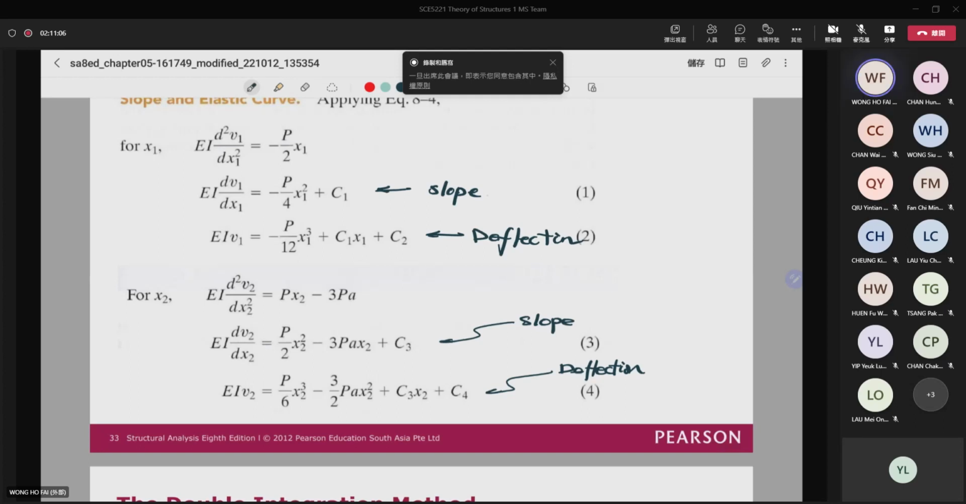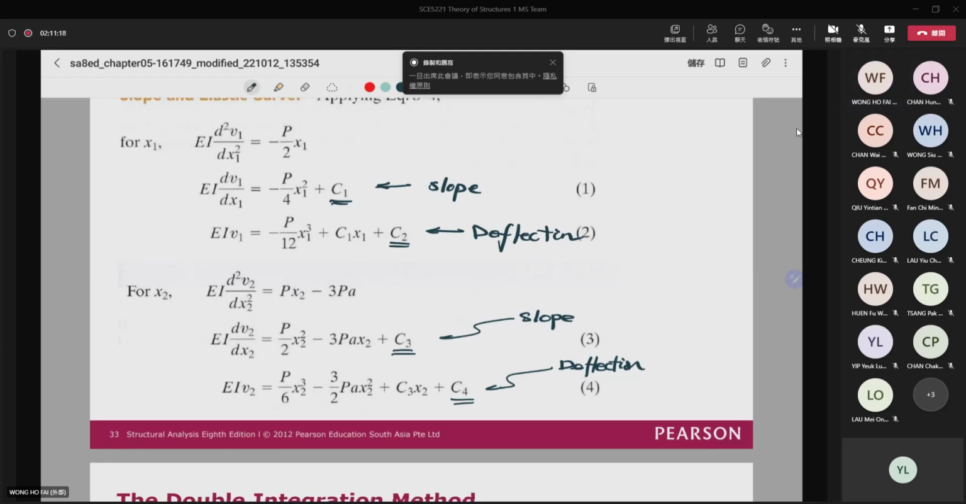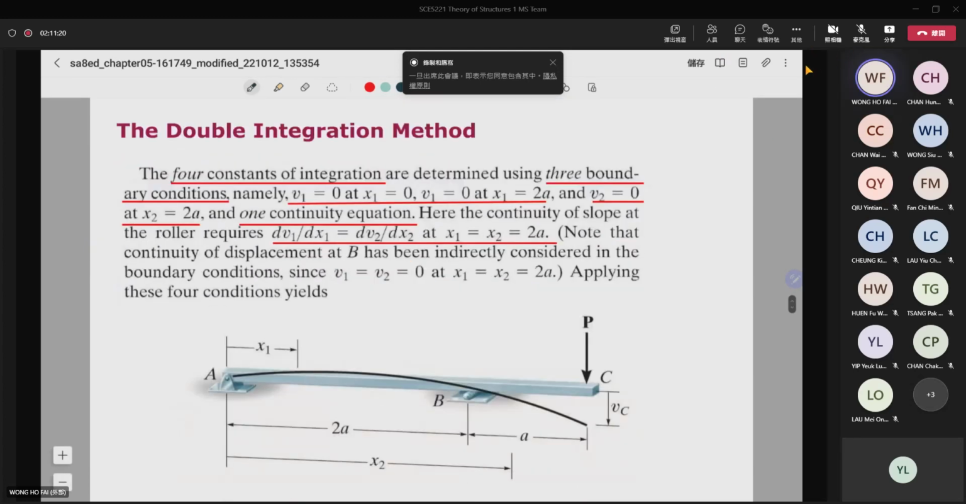Here you can see that I have 4 constants, C1, C2, C3, C4. I have 4 constants, so I need 4 boundary conditions to find the answer. So what are the boundary conditions that I can use? For the first displacement here, you can see that when x1 is equal to 0, the deflection must be equal to 0, right?